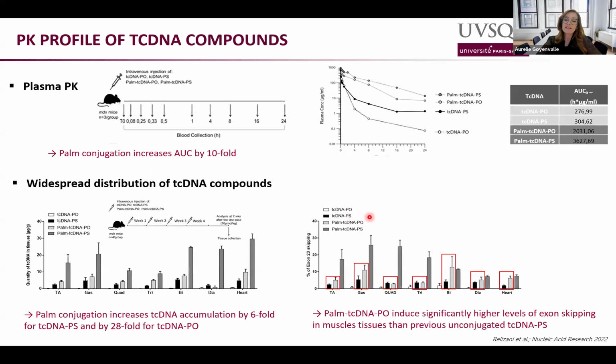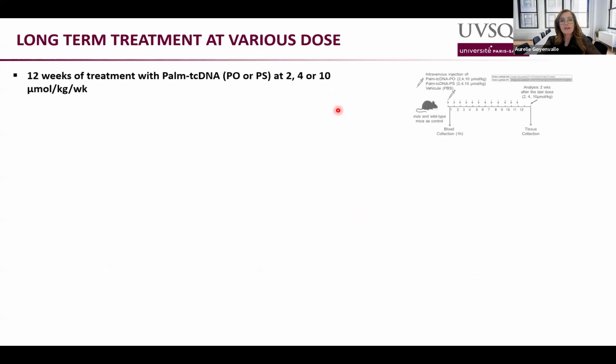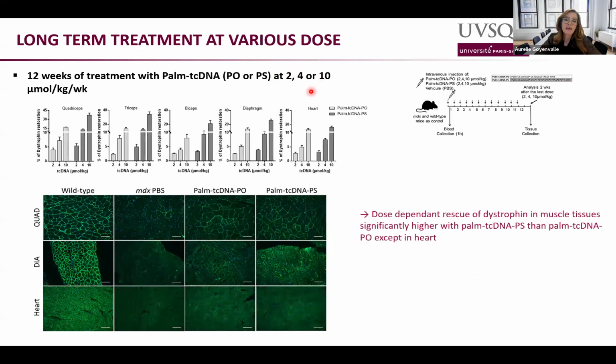the TCPS. So we then did a long-term treatment at various doses in MDX mice, so treating the mice with either 2, 4, or 10 micromole per kilo for about 3 months to look at dystrophin rescue and also functional outcome. So we were able to show a dose-dependent, you can see here with the palm PO, the palm PS, dose-dependent rescue of dystrophin in the muscle tissue.